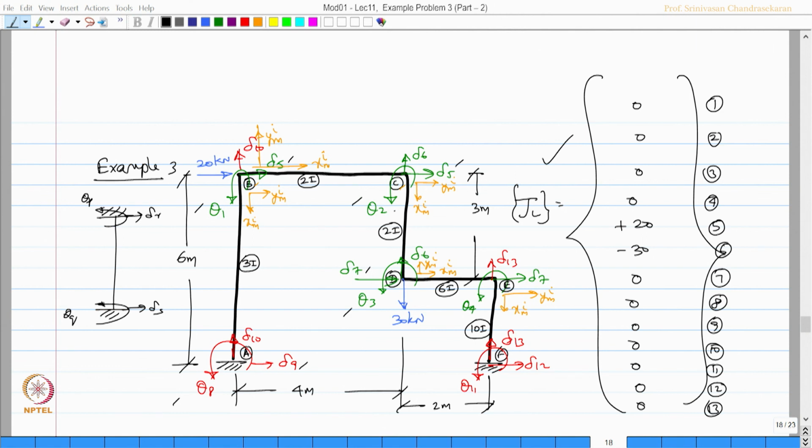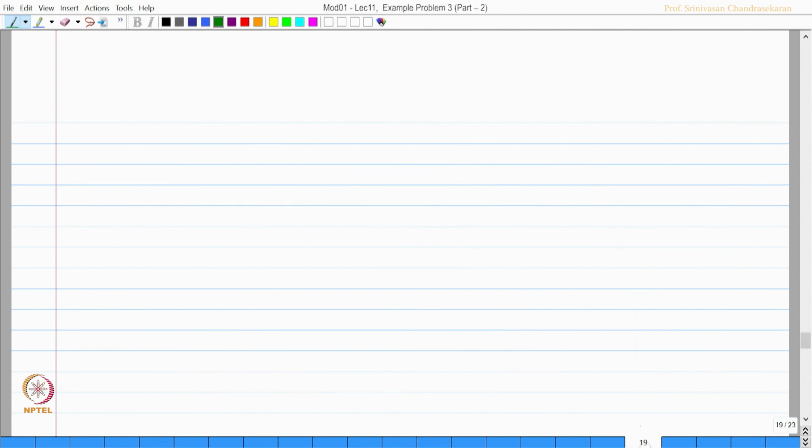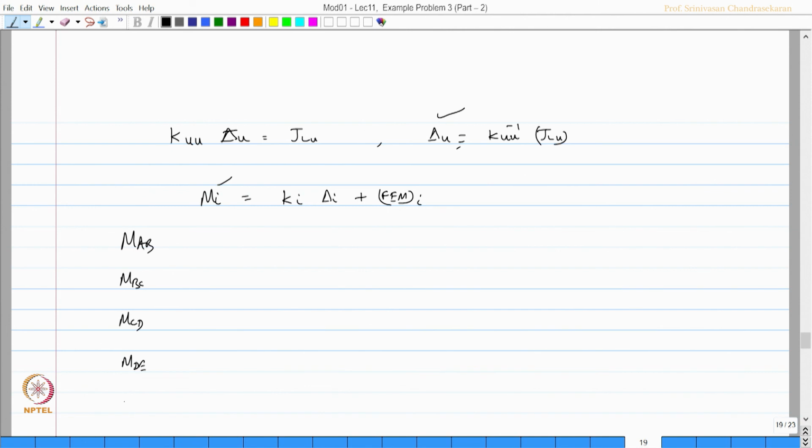So out of which the unrestrained degrees of freedom are 7 in number. So I will partition this matrix at 7. Okay. So this becomes JLU and this becomes JLR. So I want to write the JLU separately. I can write JLU. Once I get JLU, KUU of delta U is JLU. So I can find delta U as KUU inverse of JLU. Once I get delta U, I can apply this equation and solve for MI, that is MAB, MBC, MCD, MDE and MEF. Okay, I can solve these values and check the moment.